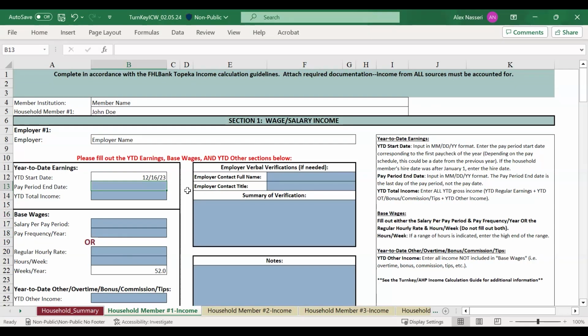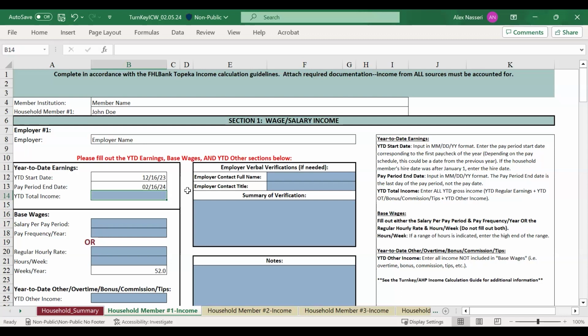For pay period end date, enter the last day of the pay period represented by the pay stub or the through date of the VOE. Please note, this date is usually not the same as the pay date. If you are using a W-2, enter December 31st of the year represented by the W-2.